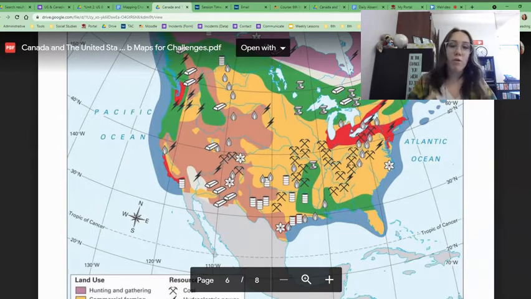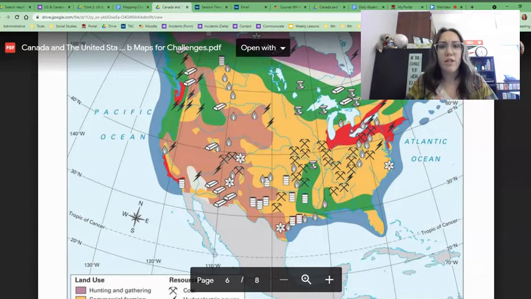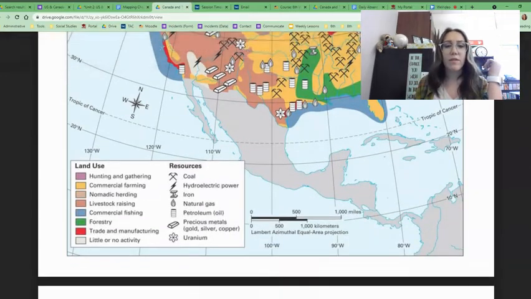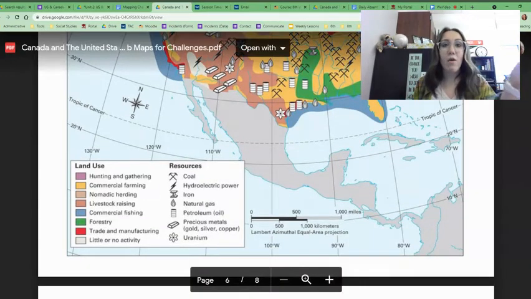So if things are being bought or sold, stocks and bonds, if you've ever heard of things like that, trade in goods and things like that, resources and minerals and manufacturing, all of these keywords kind of fall under the bubble of economics. So what does this map specifically tell us? Well, let's look to our key. This map tells us how our land is being used, and it tells us what resources you can find there.